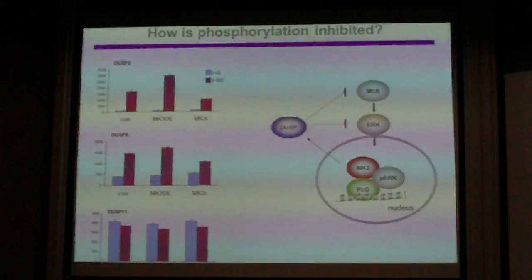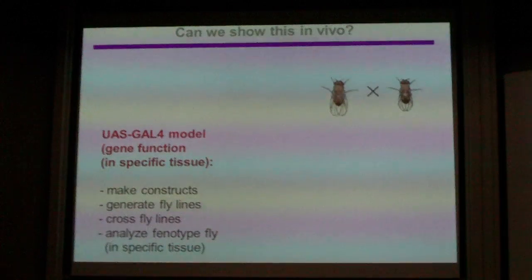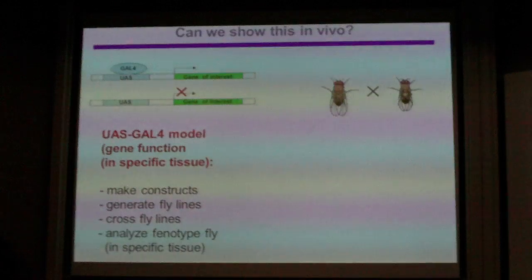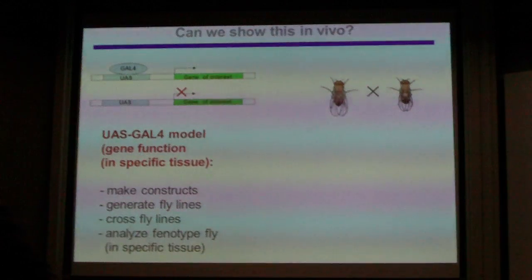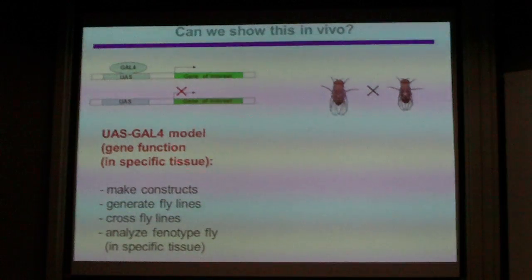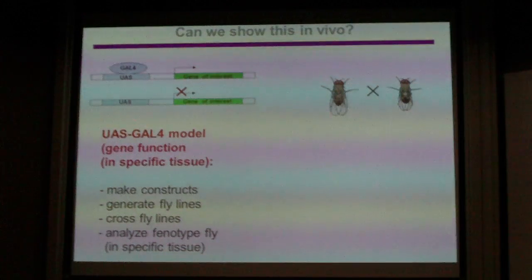Then there was one last question, whether we can show this in vivo. One really good model for this, as we've already seen, is the fruit fly. To come back to this yeast two-hybrid principle, what we have to do in order to look specifically in the fly is to have flies which can express your gene of interest, and this can be regulated.